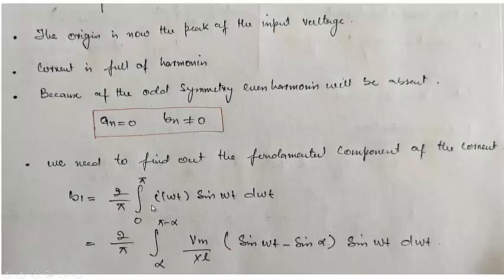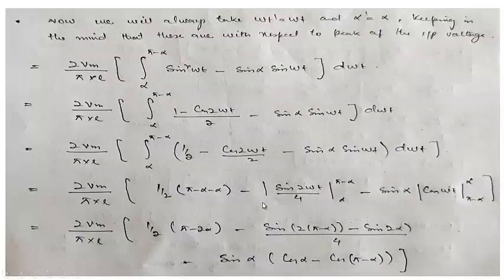When the current has odd symmetry, the harmonic or Fourier components an will be 0, and bn will be there. So we need to find only the fundamental component of the current, that is b1, which will be equal to 2 by pi, integral from 0 to pi of i of omega t sine of omega t d omega t. So first I will try to convert this.